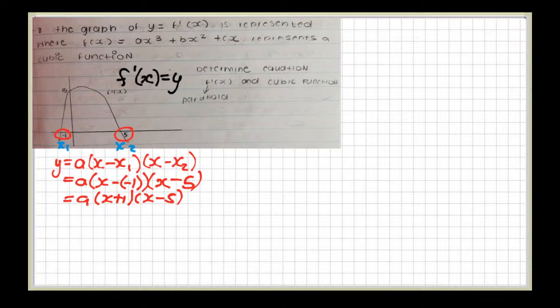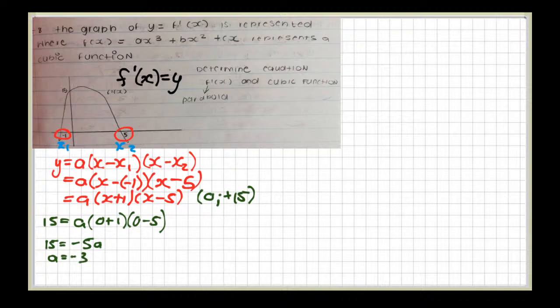So what I have to do is substitute a coordinate in. Well, they give me (0, 15) lies on the graph. So y becomes 15. Let me just move this graph down a little bit so I don't jumble it all up. So then x is 0: 0 plus 1, 0 minus 5. So 15 is equal to negative 5a. a is equal to negative 3. Boom. I've got one piece of the puzzle.